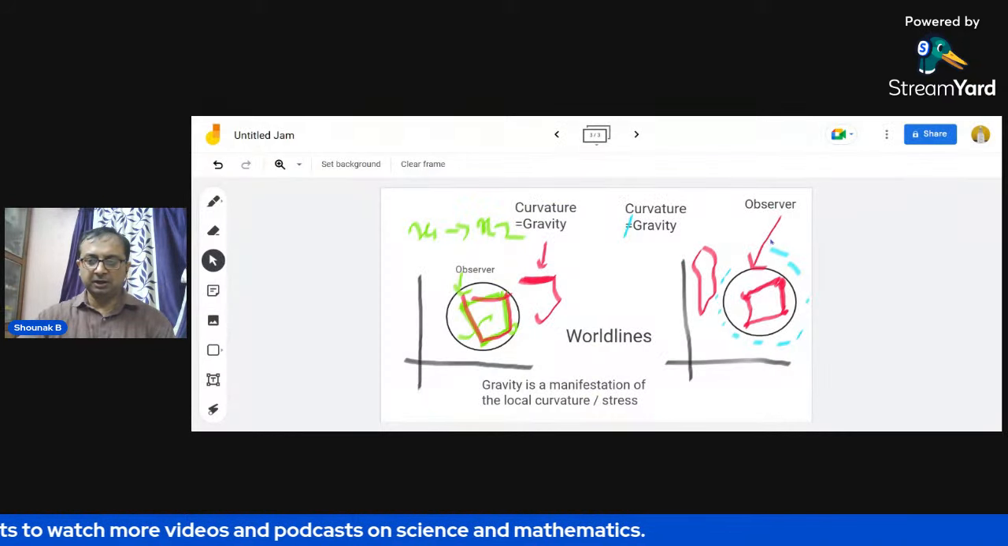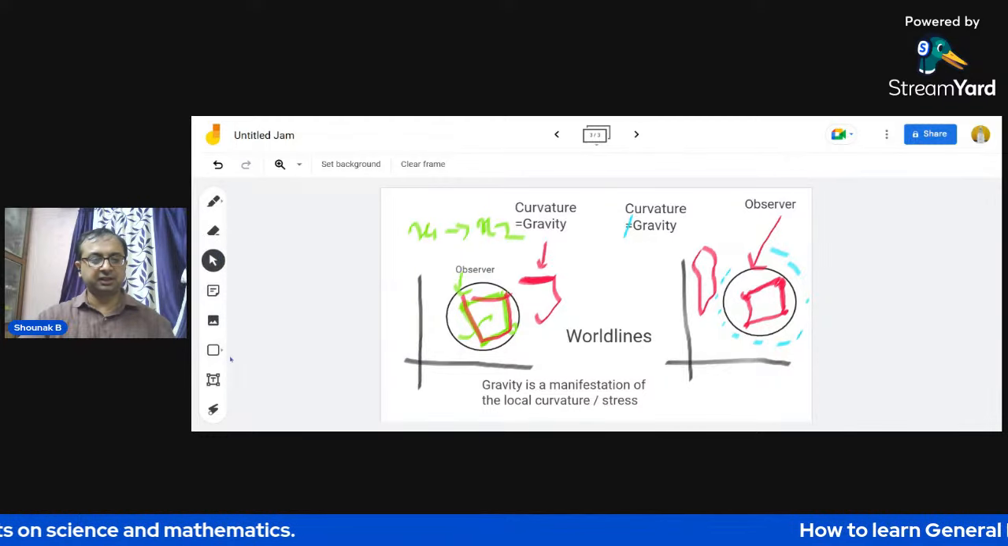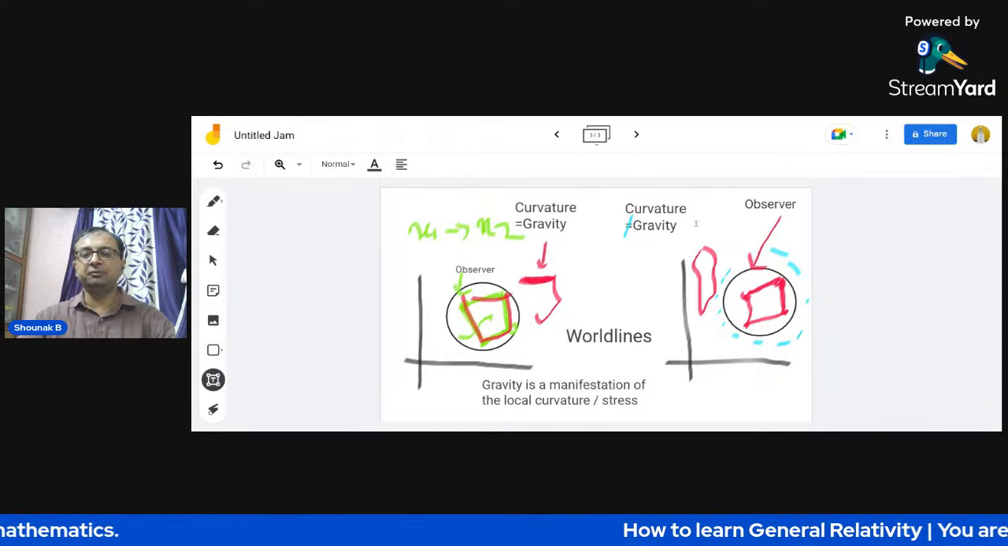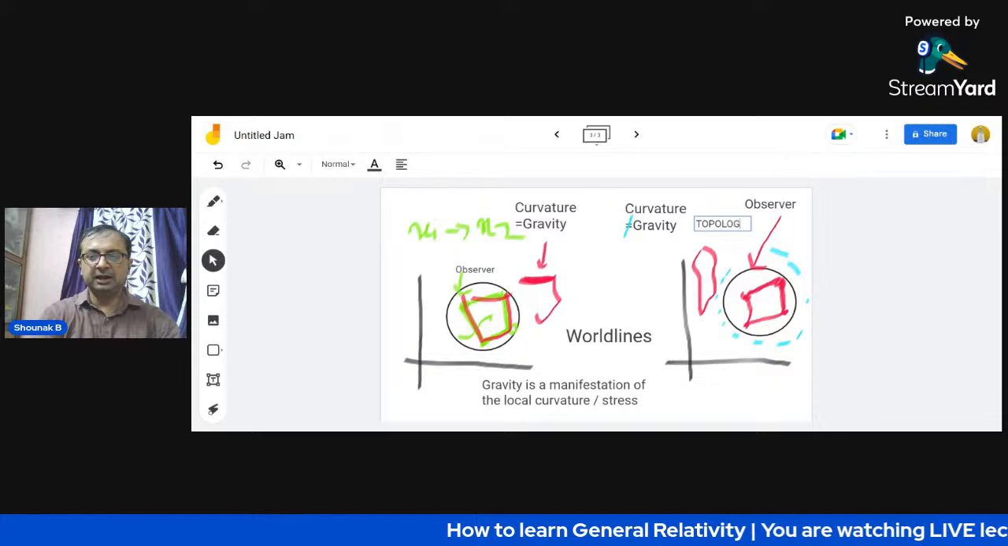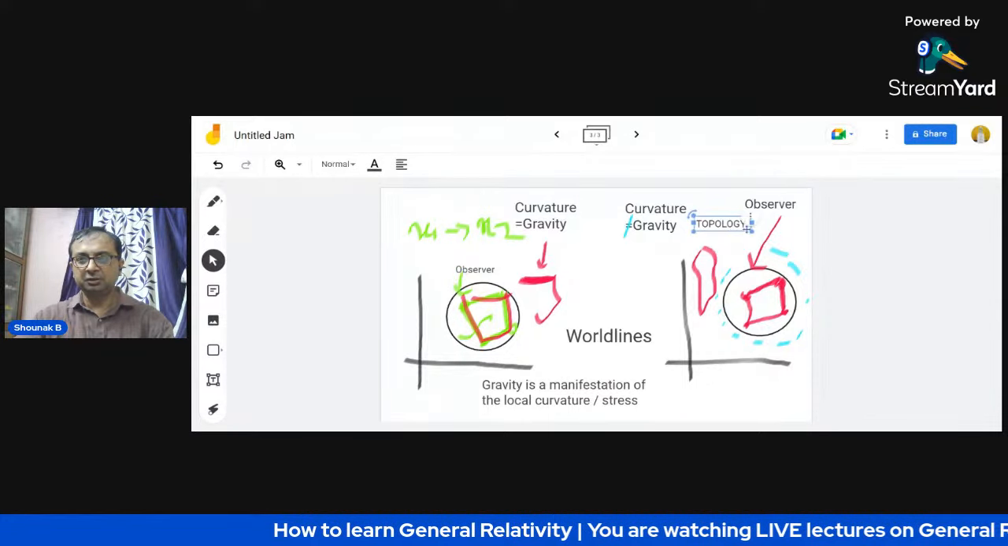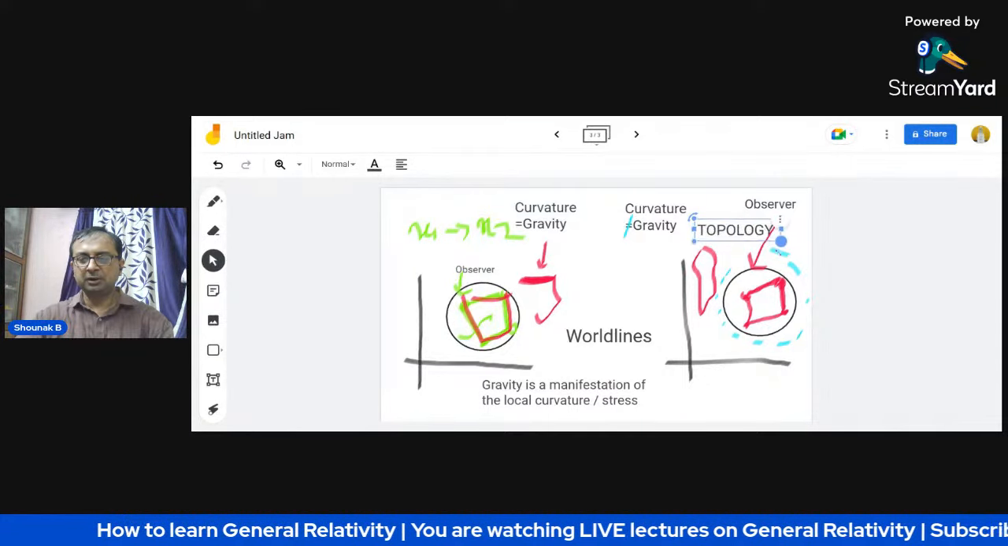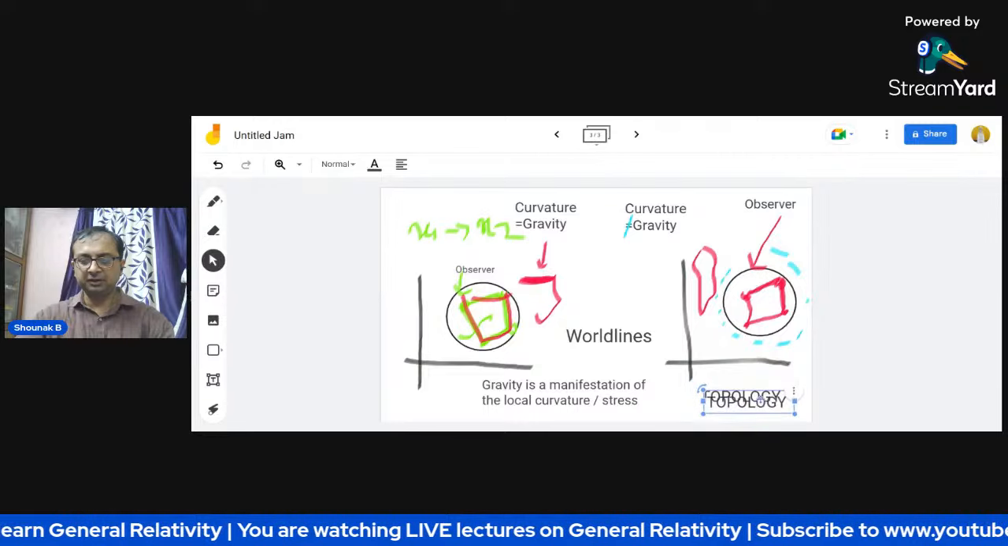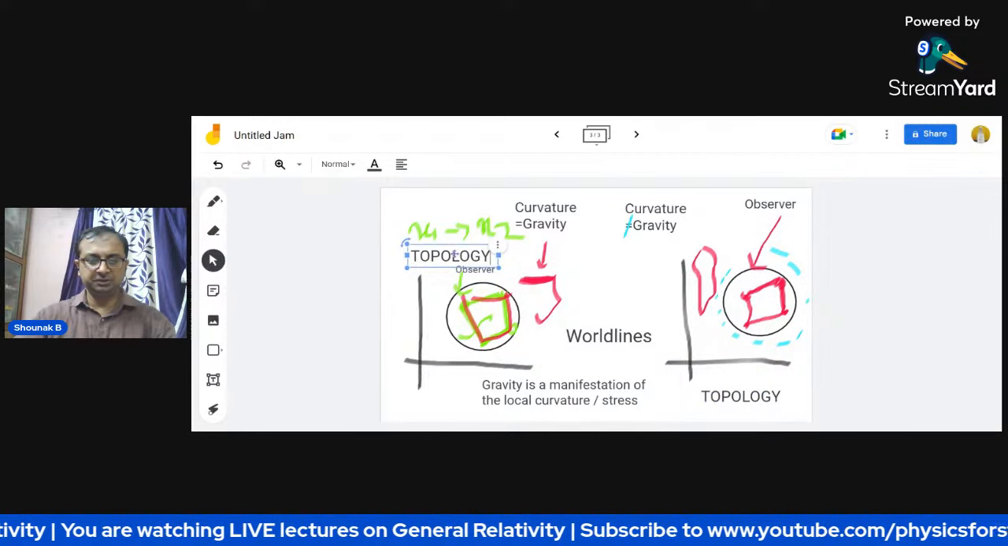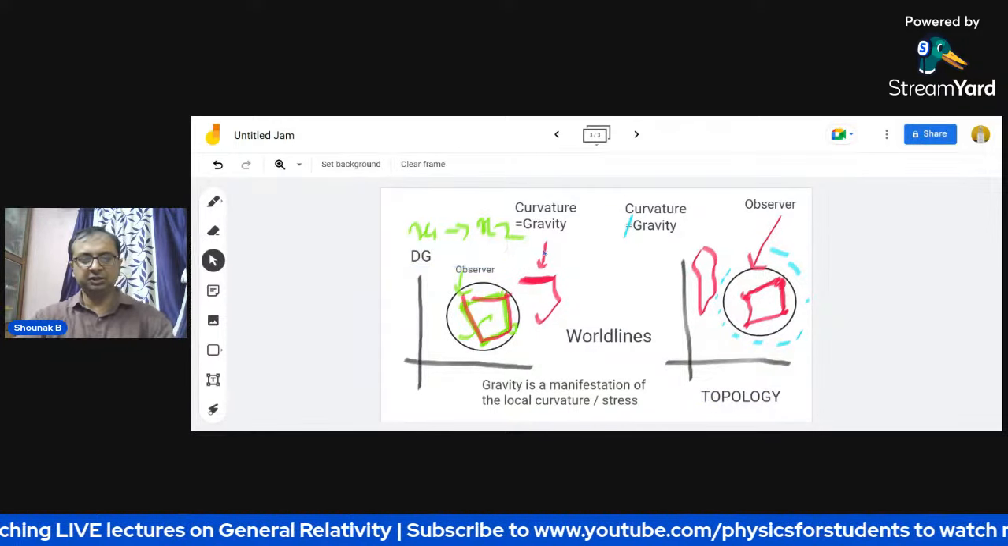And in this case, for example, this part of the world, if I am standing out here and I need to understand the local structures, etc., then this differential geometry won't apply. So what I need is a different kind of mathematics, which is called topology. What I need is a topology. But for here, what I need is DG. I'll just put it like this, DG, or differential geometry.